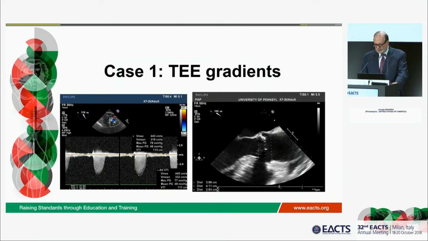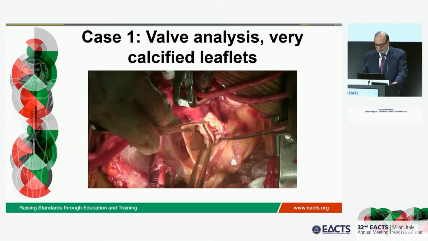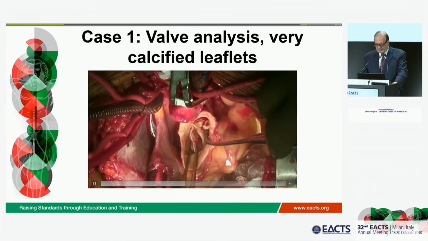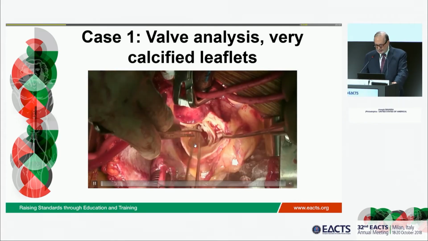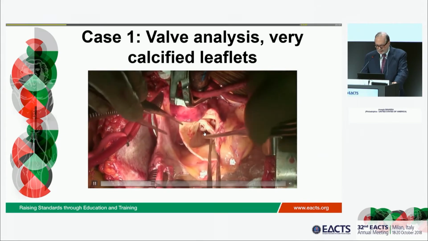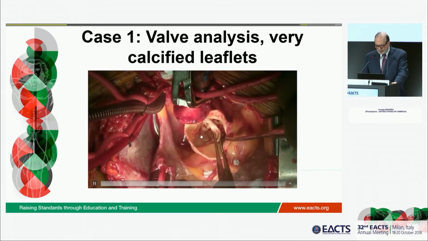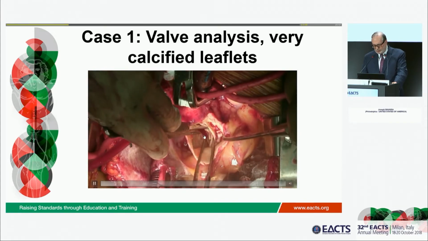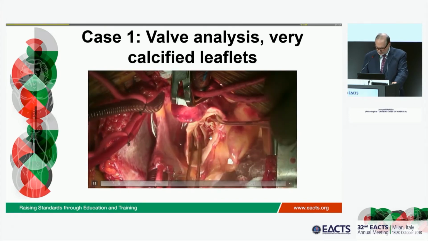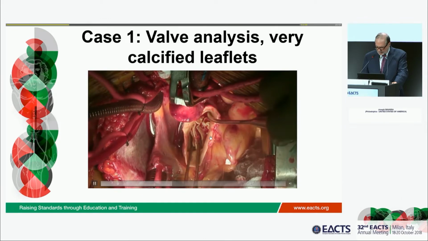And this is our echo, and you can see that we have a 4.1 centimeter root and an annulus of 2.83 centimeters. So here's the picture, and I hope this works. Yep. You can see that this is a very, very calcified aortic valve. Here we're trying to see if there's any kind of motion of this valve. This is not pseudo-aortic stenosis. This is real aortic stenosis. And so we're not going to go ahead and repair this.